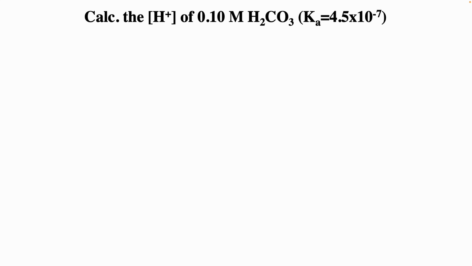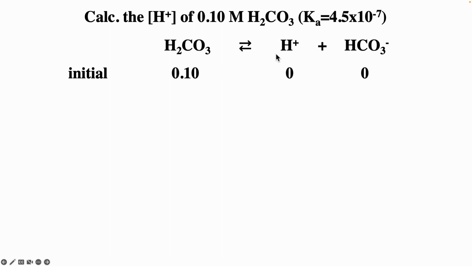Here we have: calculate the hydrogen concentration for 0.1 molar carbonic acid. And so again, we're going to look at the reaction. Carbonic acid breaks apart into hydrogen ions and bicarbonate. Remember, the first hydrogen is easy to remove. The second one is harder. So we're just going to worry about that first hydrogen initially. And so initially we have 0 hydrogen ions and bicarbonate ions in the water. We're going to have just the 0.1 molar of carbonic acid. When X of that reacts, we'll get X hydrogen ions and X of the bicarbonate.